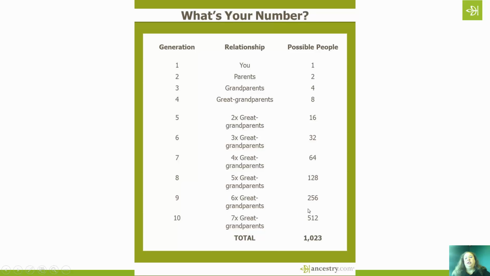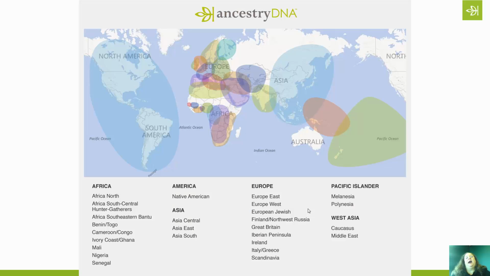Okay, so once you get your head wrapped around that, then the ethnicity estimates that Ancestry provides are going to make a lot more sense. So here is where this information comes from.